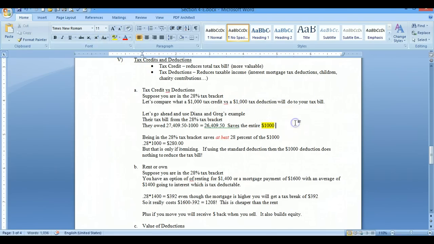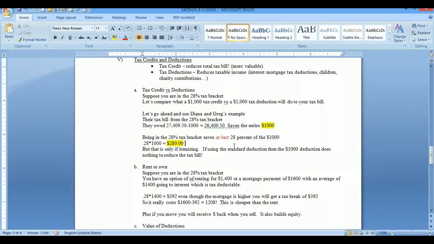So it was worth $1,000 to them. Being in the 28% tax bracket, at best, it would save them 28% of the $1,000 because it only subtracts it from their adjusted gross income. So 28% of that $1,000, at best, would only be saving them $280 that they might have been taxed on previously. And that's only if you're itemizing.